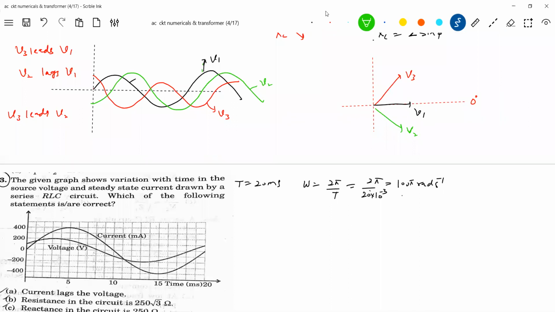If they give sinusoidal curves, this is a method. With a phasor diagram, it will be much easier. Above 0, this will be. In the exam, it can be asked anywhere like this.